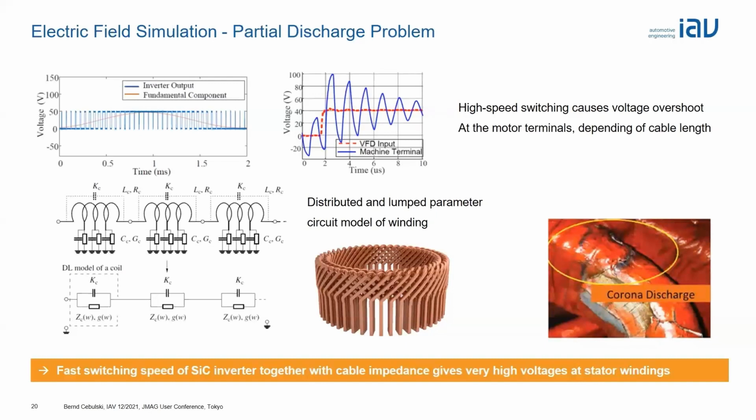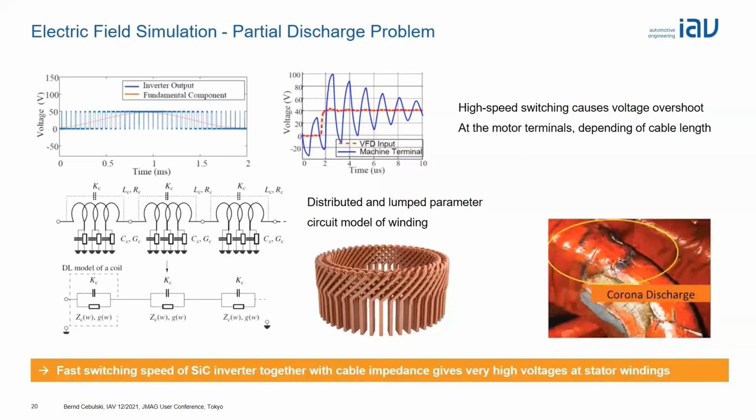We are now in the step of changing the silicon IGBT to a silicon carbide MOSFET with a much higher switching speed, and this is incorporating additional stress on the windings due to the overshoot of the switching. It gives really high voltage on the winding, and there occurs a phenomenon called corona discharge or partial discharge, which will destroy an insulation system in hours. So if you really have that problem in the winding, you have to do something against it.